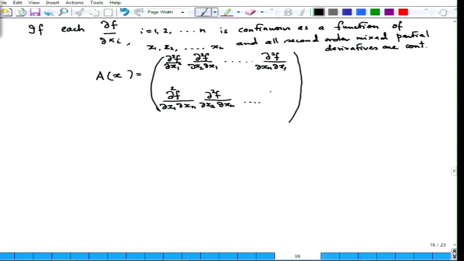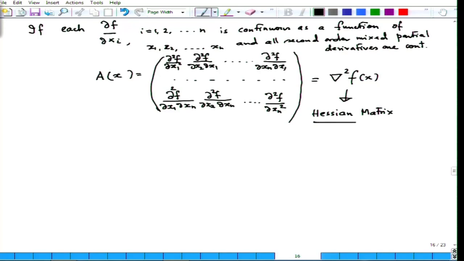So, that is interesting actually. I am not writing what is in the middle. The trace is the Laplacian. So, this is usually symbolized as the Hessian matrix of f at x. And this is very, very important to determine whether a point is a minimum or not. So, with all these assumptions, the Hessian matrix is symmetric.